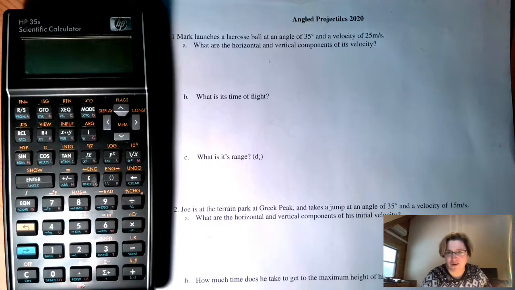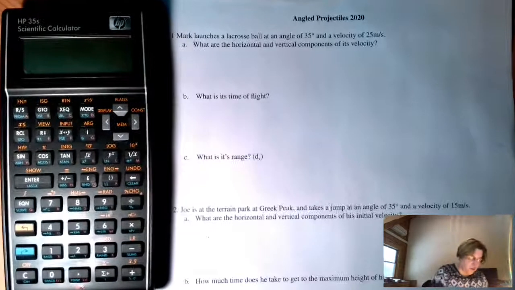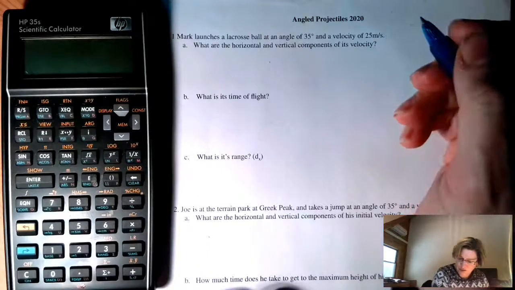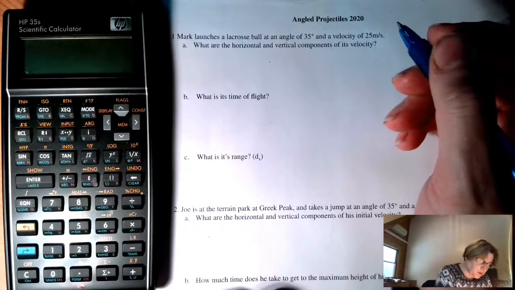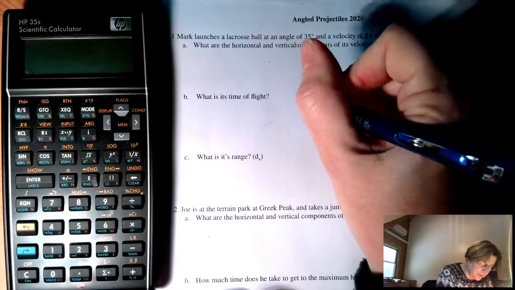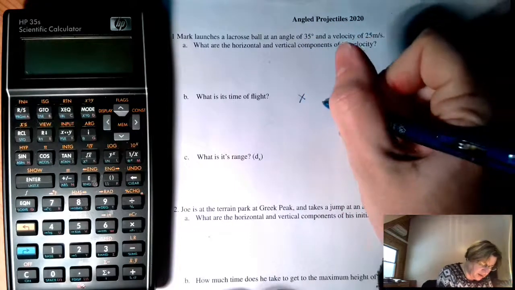So here we go. Okay, so remember to make a chart because it's critical to keep your X and Y separate. If you can't, it's a bloodbath.